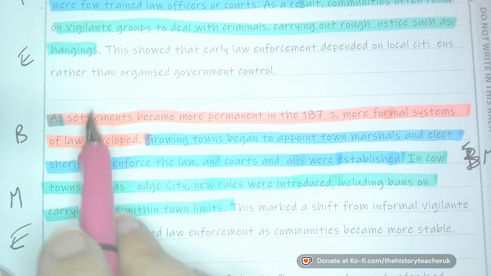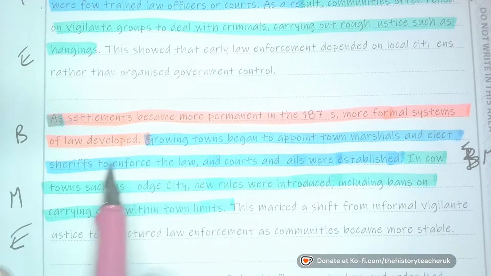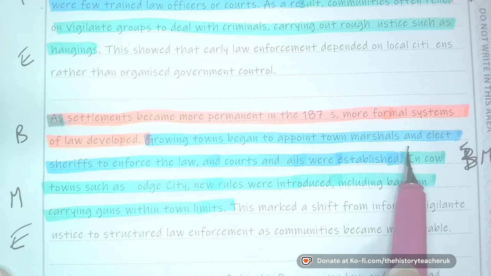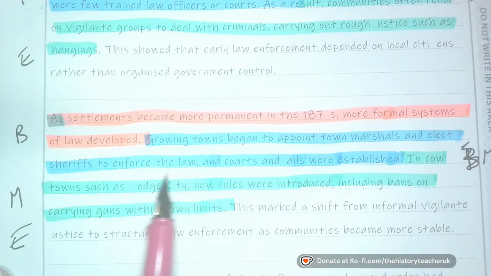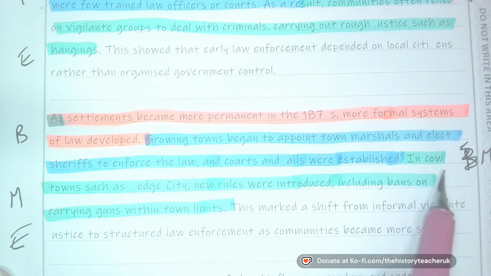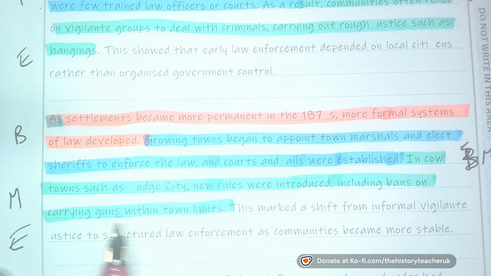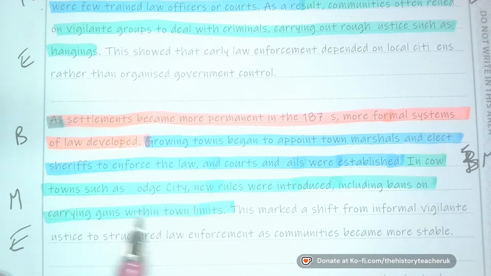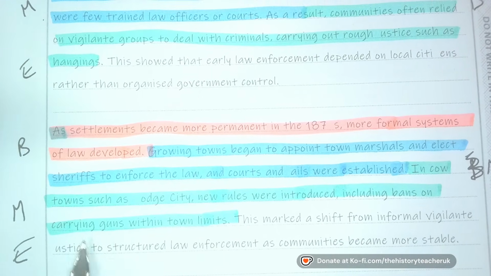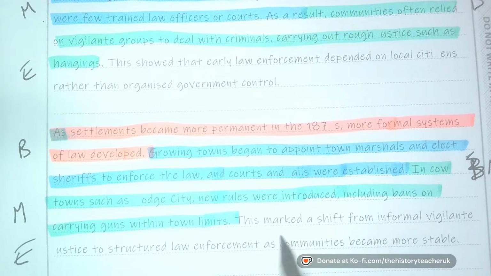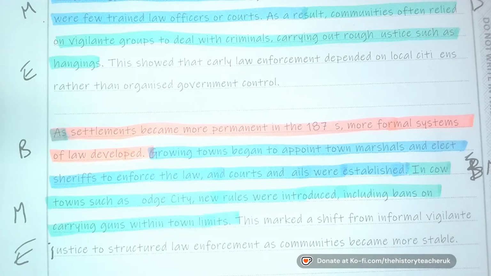So, beginning, towns are becoming more permanent. Then they begin to appoint town marshals and elect sheriffs to enforce the law, and courts and jails were established. The end of this paragraph is cow towns such as Dodge City, so the bigger towns begin to introduce new rules, including bans on carrying guns and that sort of thing. Little mini sentence to wrap it all up: this marks a shift from informal vigilante justice to structured law enforcement as communities become more stable.